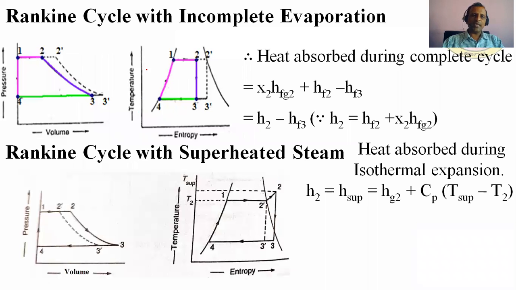The next one is Rankine cycle with incomplete evaporation. I have shown the two graphs again here: one is the PV graph and one is the TS graph, that is, the pressure volume graph and the temperature entropy graph. I have shown the original Rankine cycle with dotted lines. The original Rankine cycle comes up to 2 dash, then it comes to 3 dash, then it ends with 4.